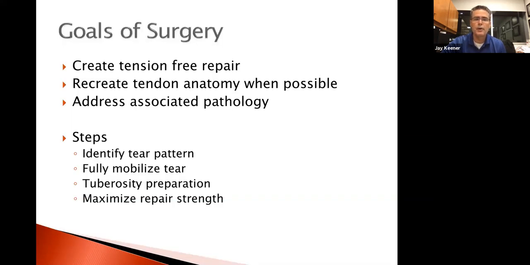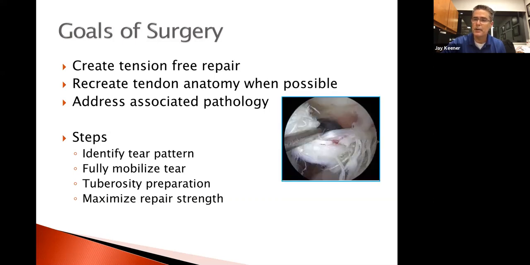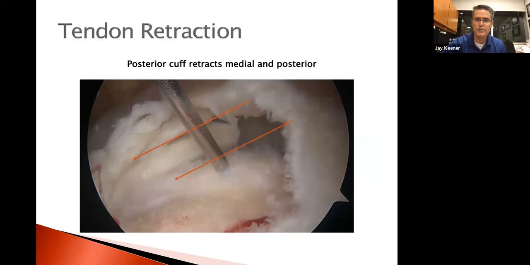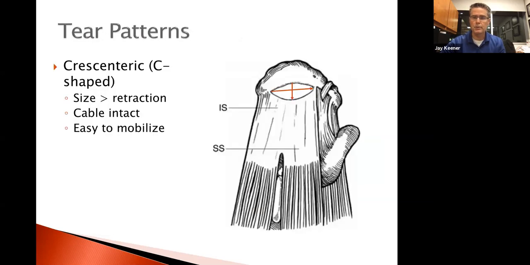So your goals of surgery are to create a tension-free repair, try to recreate the tendon anatomy when possible, and address associated pathology, as Jed mentioned, such as the dreaded biceps tendon. So the steps are going to be identify the tear pattern, mobilize the tear, prep the tuberosity, and maximize the repair strength. So it's important to remember that when you're supra and infra tear, they don't just retract medially, they retract medially and posteriorly. So you got to bring the tendon lateral and forward to reduce it to the footprint.